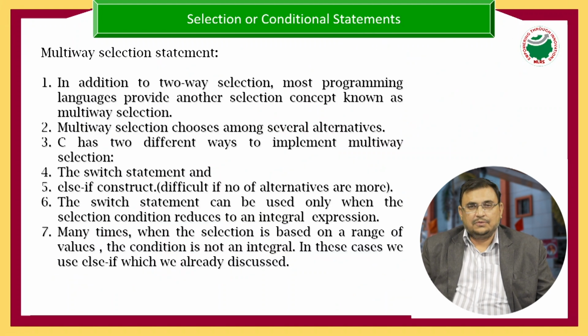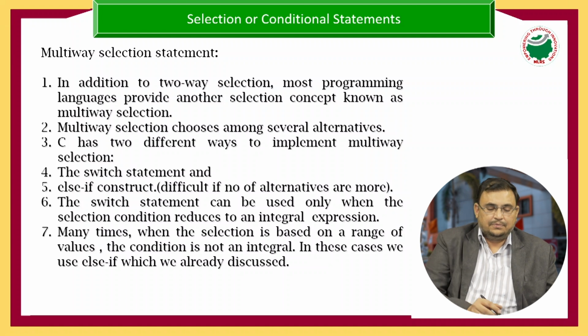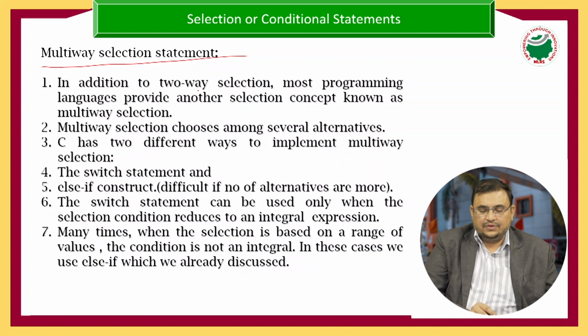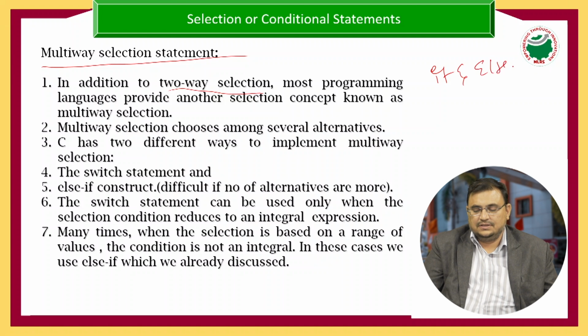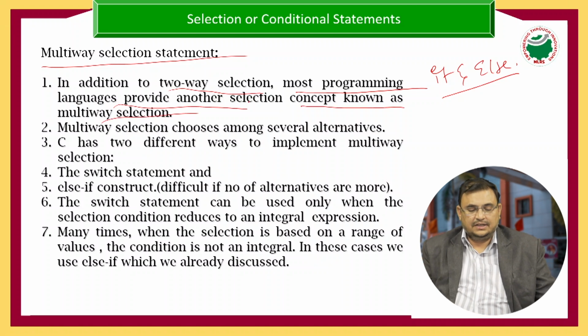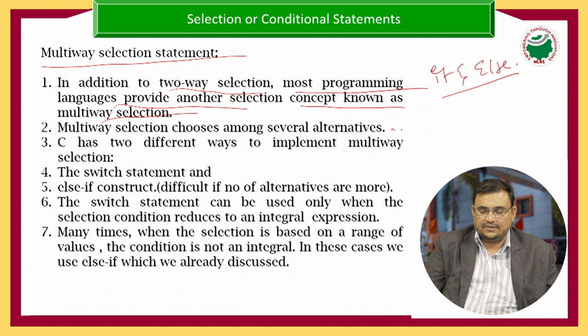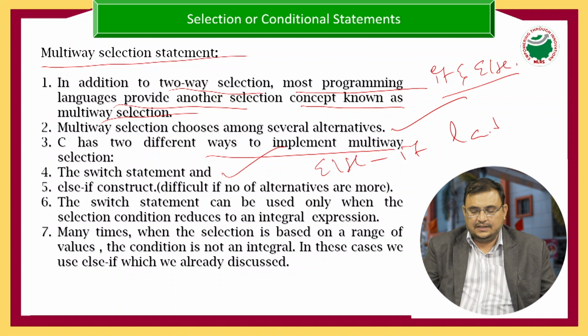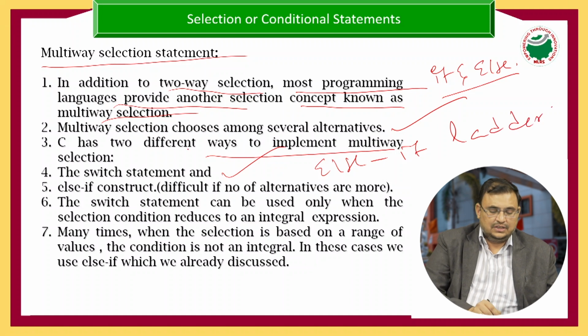See here, C supports another kind of multiple selection, multi-way selection. In addition to two-way selection, that means if and else, most programming languages provide another selection concept called multi-way selection. Multi-way selection has several alternatives. C has two different types of multi-way selections. One is switch, another one is else if ladder. The ladder is already discussed. Coming to the switch statement.